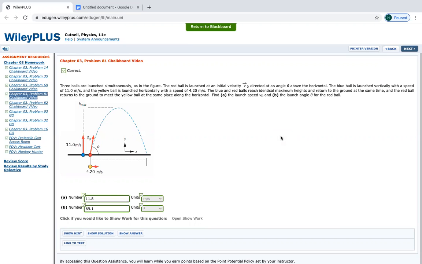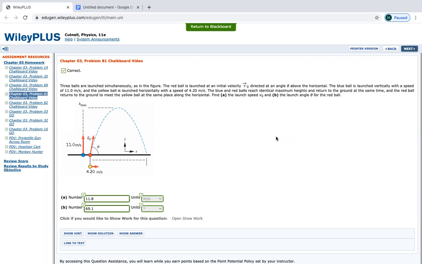And the problem says that 3 balls are launched simultaneously. The red ball is launched at an initial velocity directed at an angle above the horizontal. The blue ball is launched vertically with a speed of 11 meters per second, and the yellow ball is launched horizontally with a speed of 4.2 meters per second. The blue and the red balls reach the identical maximum heights and return to the ground at the same time. And then the red ball returns to the ground to meet the yellow ball in the same place along the horizontal. So you have to find the launch speed and the launch angle for the red ball.